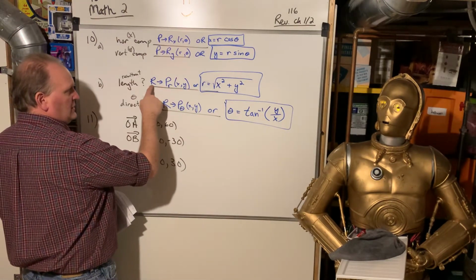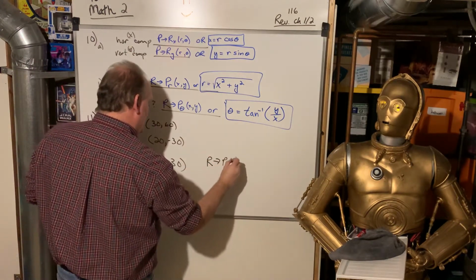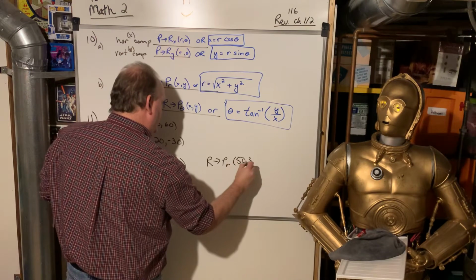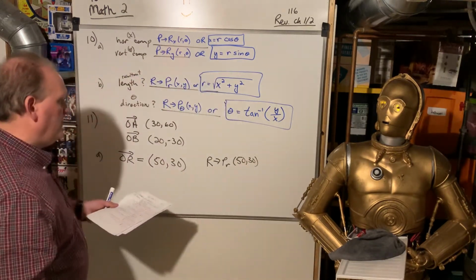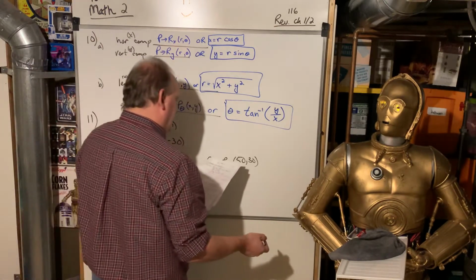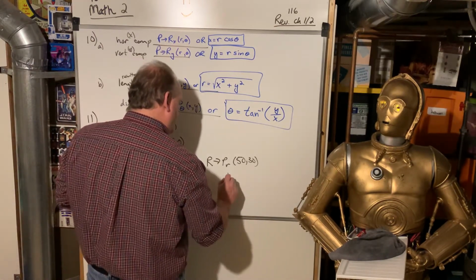polar form. So rectangular to polar, you go rectangular to polar R, 50, 30, and hit enter. And that will boot you out 58.31, and we'll just call it 58.3.